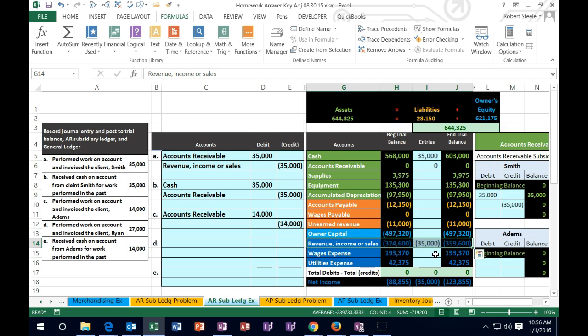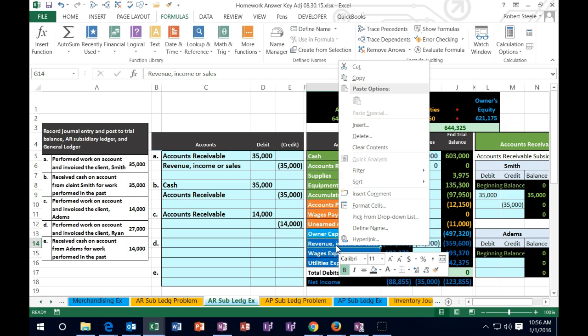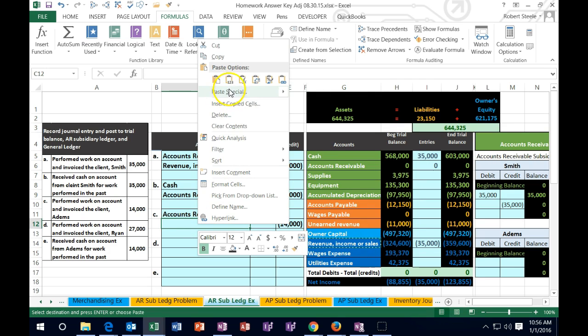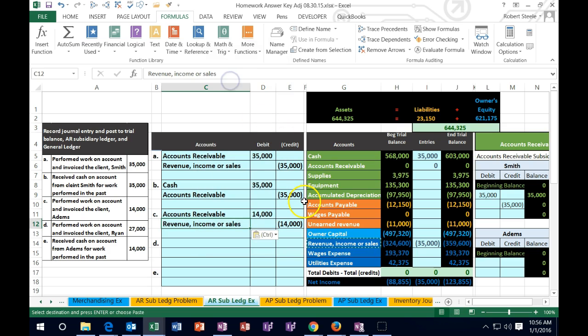So how are we going to make it go up? We're going to do the same thing to it, which of course is another credit. So we're going to credit the revenue account. We always credit revenue. It only gets credited, so we're going to copy that. We're going to put that on the bottom in C12, right click and paste it 1, 2, 3. So then let's post this out again.